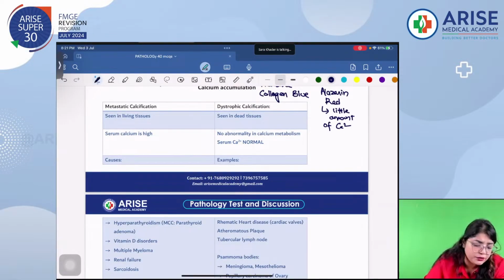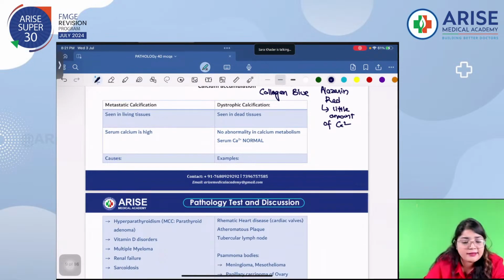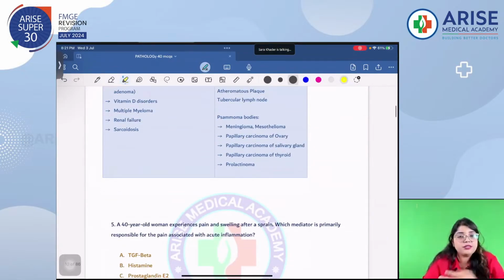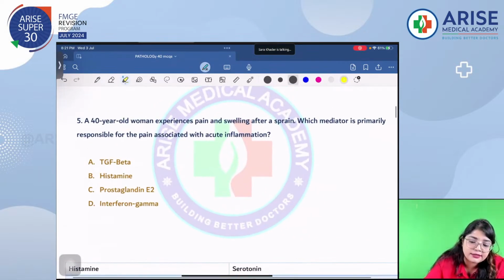Just a quick overview, okay? Metastatic and dystrophic. Dead and degenerating tissues, or dead and damaged tissues, have dystrophic calcification, while living tissues have metastatic. So just quickly go through this in the last minute. Let's look at the next question.